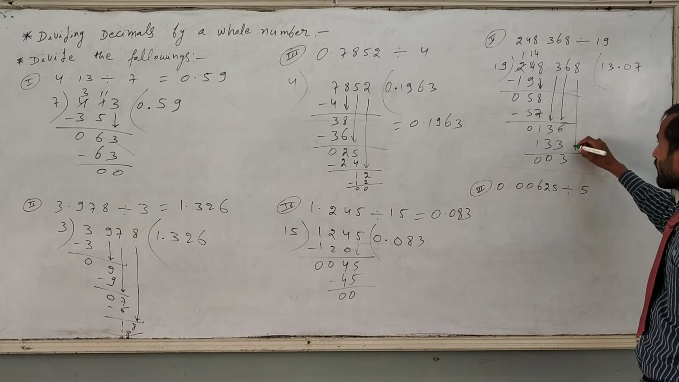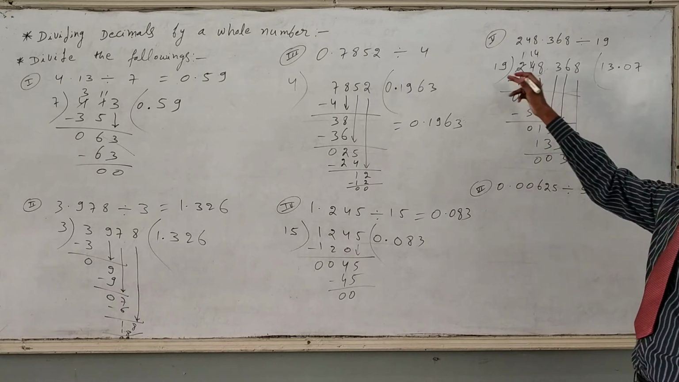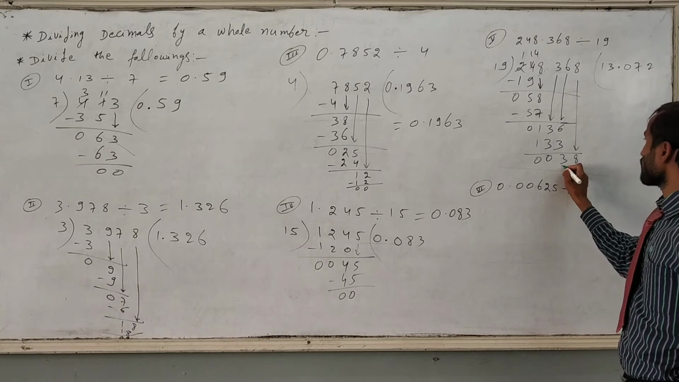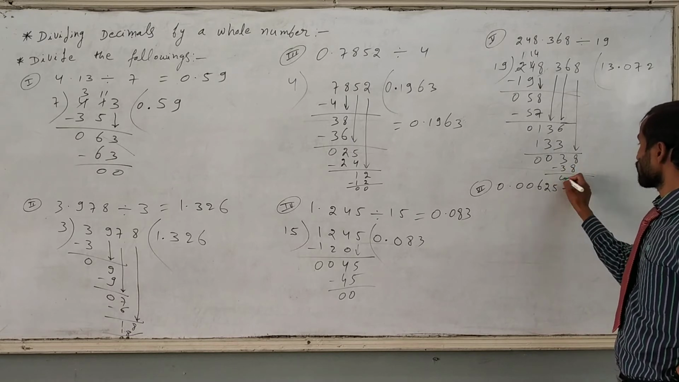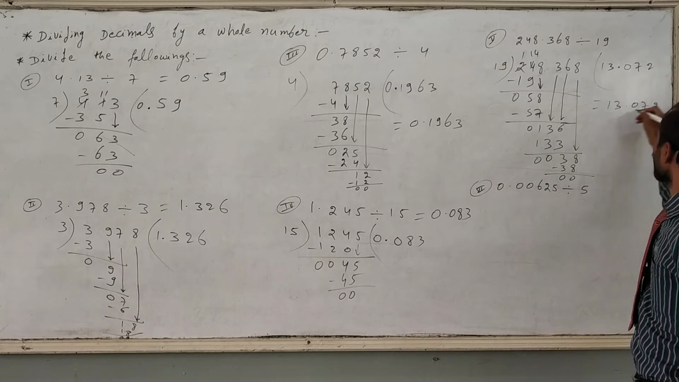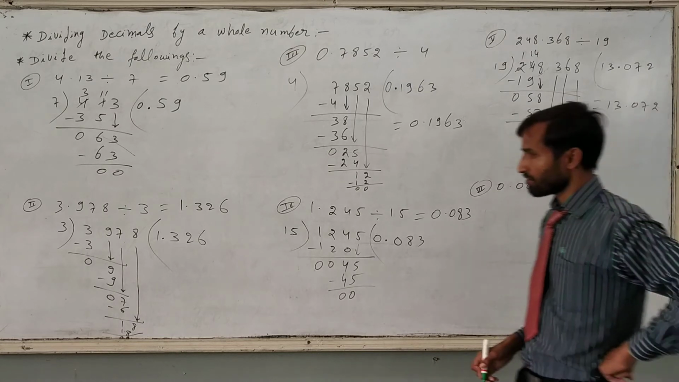Then write down again 8. Then 19 times 2 is 38. So we can divide by 2. So 19 times 2 is 38, the remainder will be 0. So the final answer is 13.072. This is the final answer of this division.